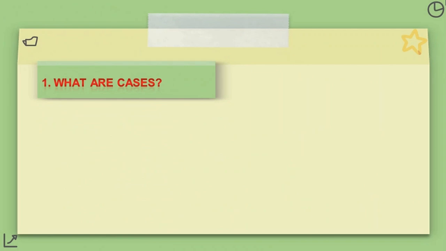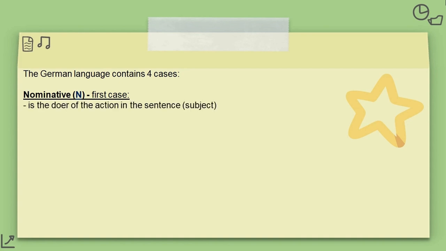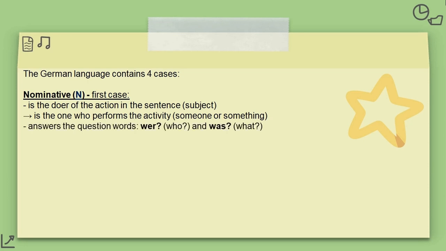We are starting with what are cases. The German language contains four cases. Nominative is the first case. It is the doer of the action in the sentence, or the subject, the one who performs the activity, someone or something. Nominative answers the question words wer, or in English who, and was, or in English what.